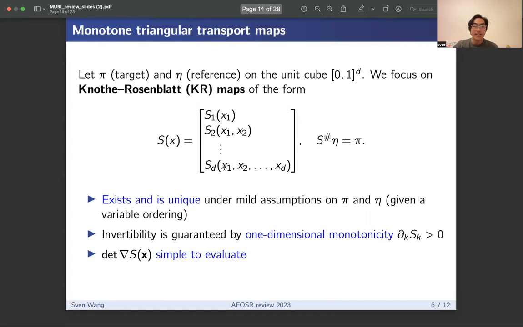And the nice thing is that these KR maps, given a reference and a target and a variable ordering, exist uniquely. So this is a way of pinning down a unique transformation between these two probability measures under very mild assumptions on pi and eta, such as, for instance, them being upper and lower bounded and continuous. And there is a number of other numerical advantages. They're easily invertible, etc.